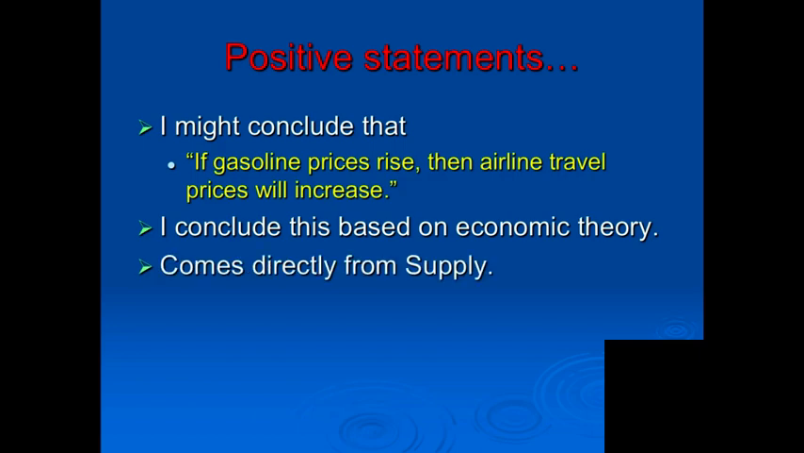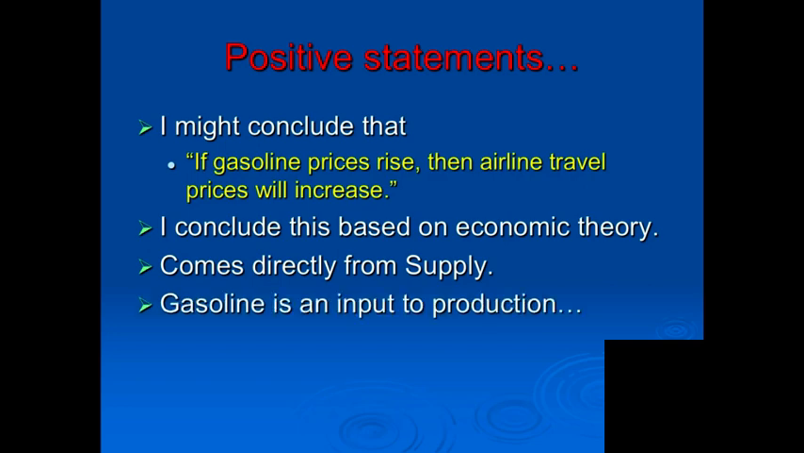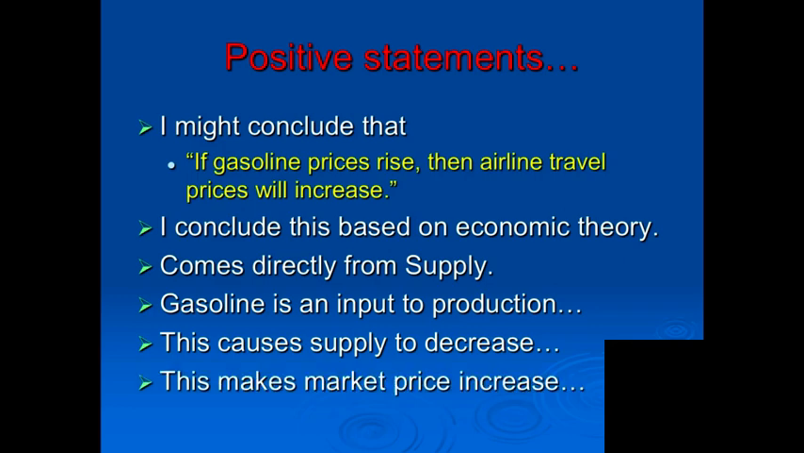So what am I applying here? As I said, I'm applying the ideas of supply. We know that gasoline is an input to production. And so when input prices go up, remember, this is a supply shifter. So supply is going to decrease. When supply decreases, this makes market prices increase. So again, everyone agrees that I've used basic economic theory and I've used it correctly to come up with a conclusion. So again, this is positive.